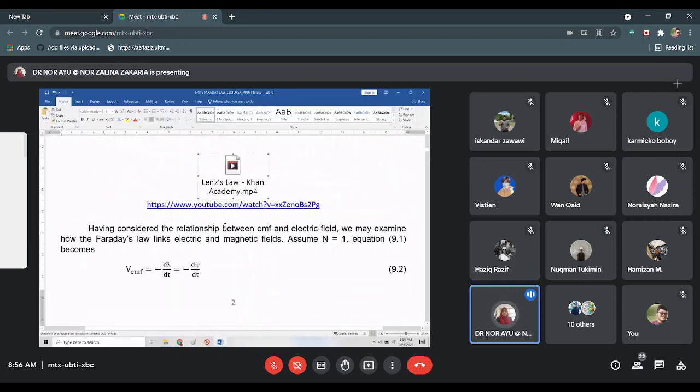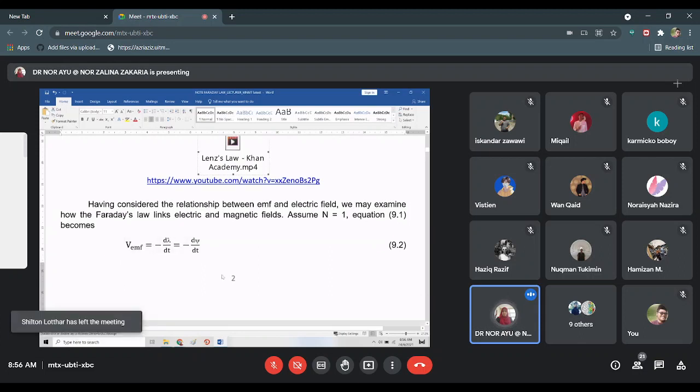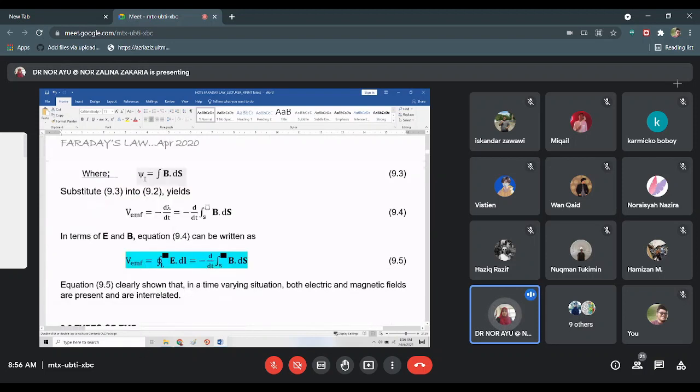So again, this is the equation of Faraday's law from just now. Assume that we have N equals 1. So instead of negative N d flux over dt, it will be negative d flux over dt only. And then we know that flux is equal to the integral of B dot dS. If we substitute this into the equation, VEMF equals negative d over dt of the integral of B dot dS.